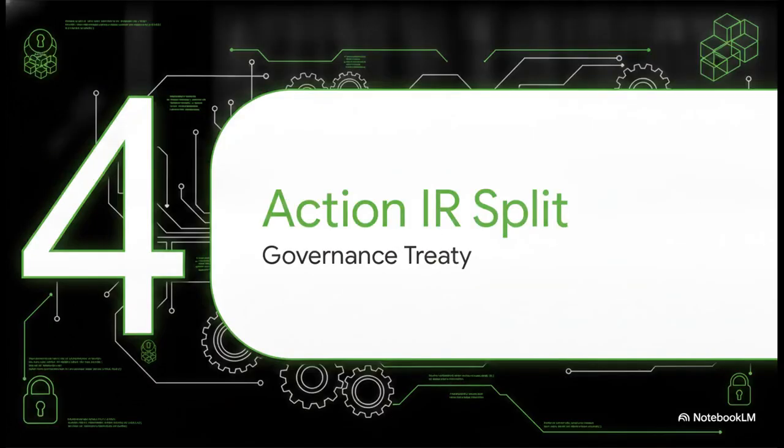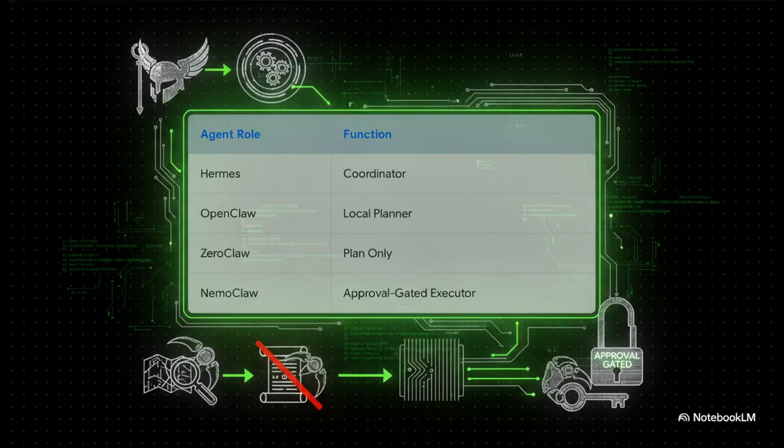All right, Section 4. Action IR strategist split. Now this is where a super strict separation of powers governance treaty comes into play. Planning and doing are completely separated here. Hermes acts as the overarching coordinator. OpenClaw inspects and plans out local first work. And then there's zero claw, which is fascinating because it only plans and is explicitly forbidden from executing any tools whatsoever.